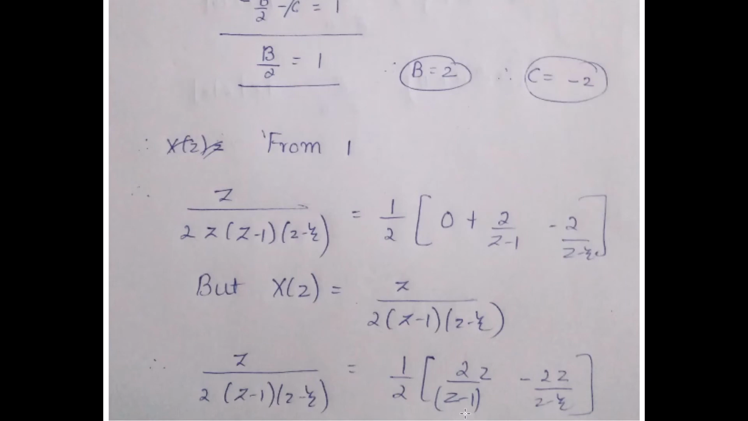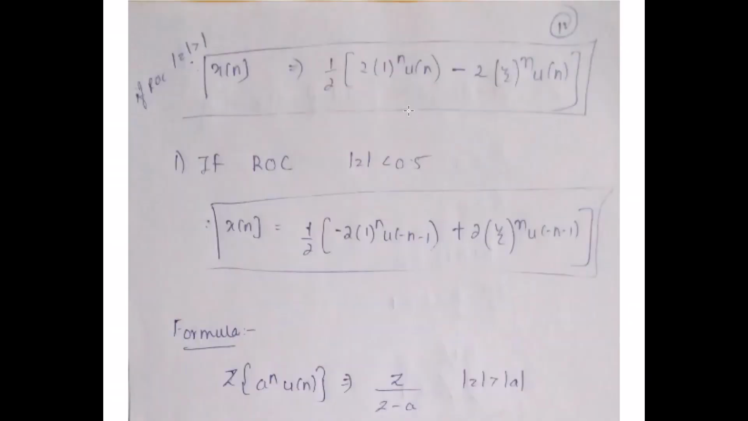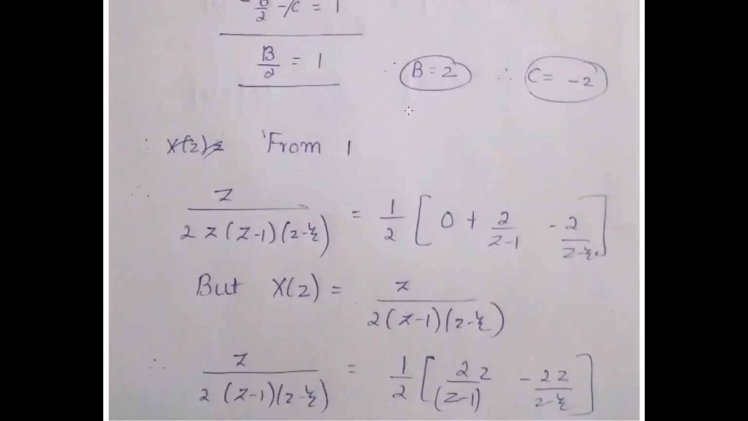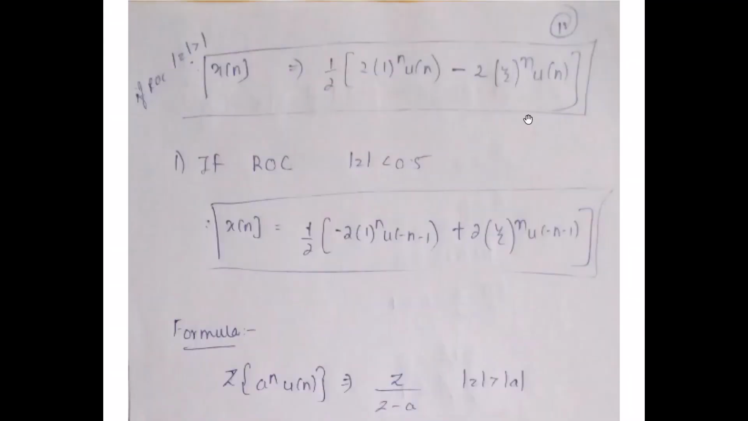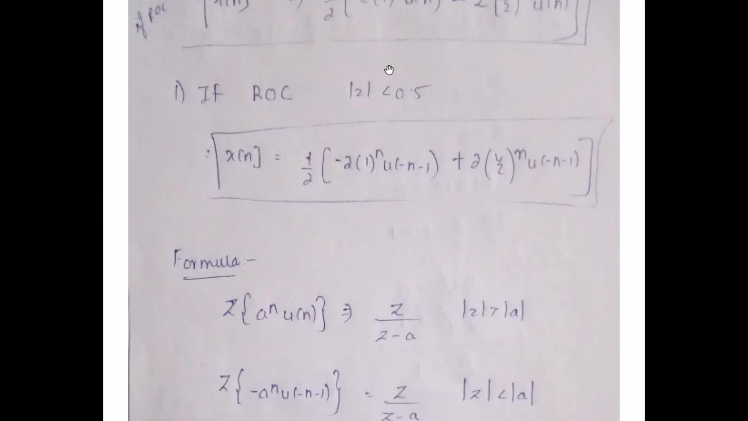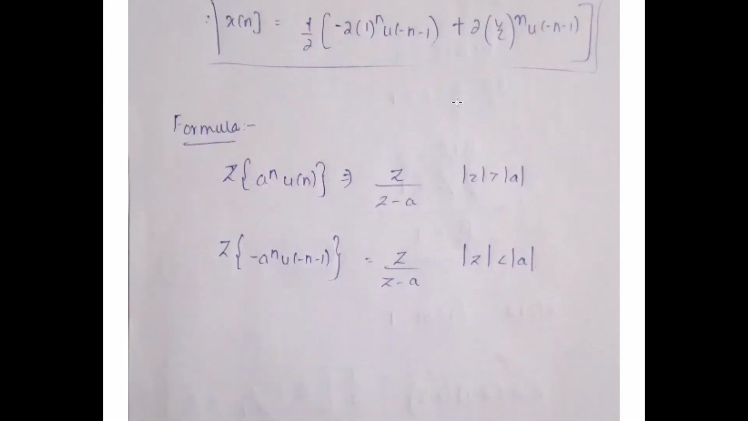Z upon z minus 1 is given as a raised to n u of n, and over here minus 2 into z upon z minus half is given as half raised to n u of n. So that is given as mod z greater than 1. Similarly, if the ROC has to be smaller than 0.5, we will take it in non-causal format. Because if you see, when mod z is greater than mod a, we have a raised to n u of n for z upon z minus a. However, if my mod z is smaller than mod a, it is given as minus of a raised to n u of minus n minus 1.